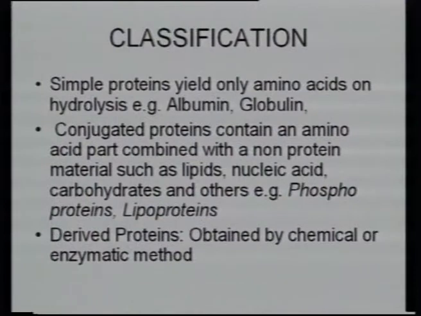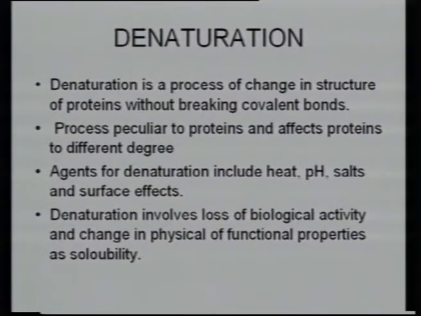Then we come to the conjugated proteins. In these, amino acids are present along with some non-protein material like lipids, nucleic acid and carbohydrate, like phosphoproteins and lipoproteins. These are known as conjugated proteins. Derived proteins are obtained by some chemical or enzymatic method, in the sense that the protein has changed due to that process. Protein hydrolysates are examples of derived proteins. So this is how we classify them.